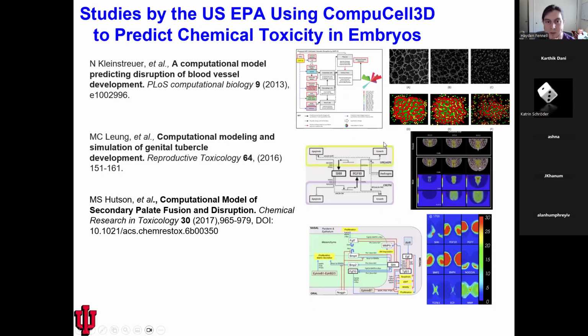So a few other examples of things that have been done outside of our lab. We have a computational model predicting disruption of blood vessel development. So you can see here over the course of certain parameters, blood vessels start to fall apart and deaggregate. Models of computational modeling and simulation of genital tubercle development and how different initial conditions affect the progression of the development over time, as well as the computational model of secondary palate fusion and disruption.